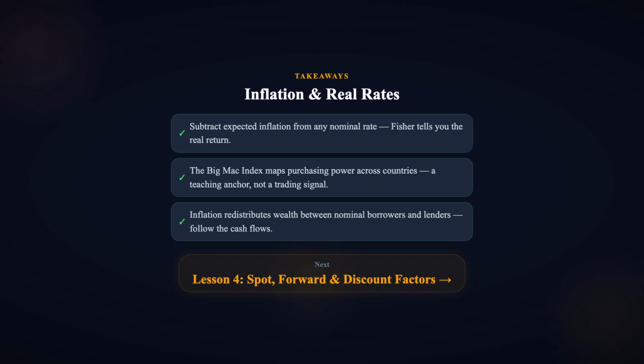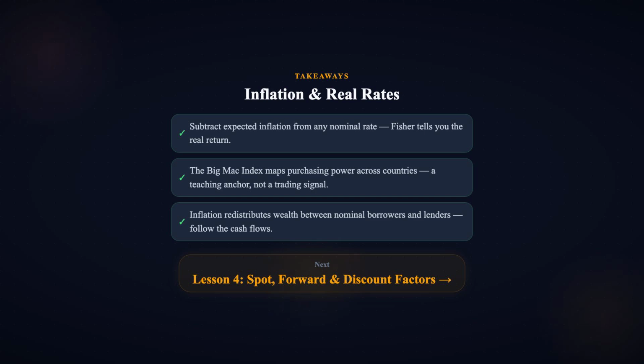2. Purchasing power comparisons like the Big Mac Index illustrate the geography of prices. They are a teaching map, not a full foreign exchange model. But the intuition they build about what money can buy is permanent.